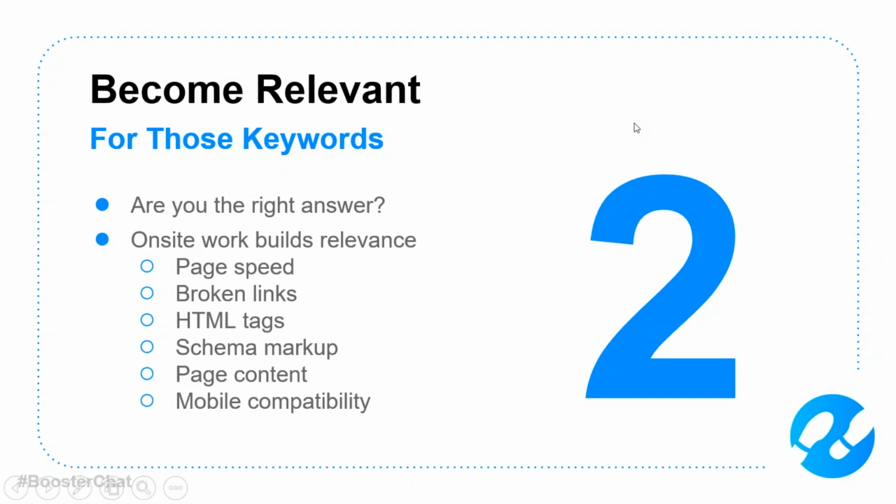Okay, the next item here is becoming relevant for those keywords. I already talked about relevance a bit. That's one of the ways that Google looks at a site to determine where to rank it. So once we've got your keywords selected, that's when the real work starts of showing Google and your customers that you are relevant, that you're the right answer for the search terms that people are entering.